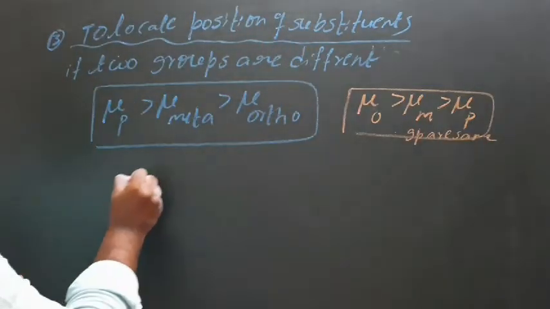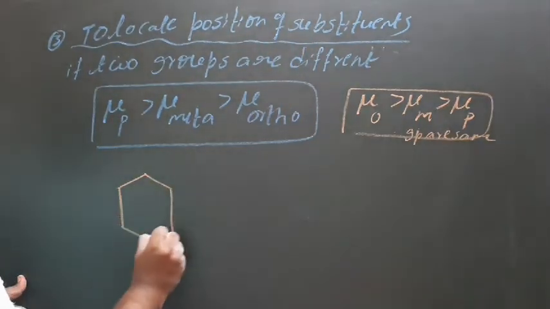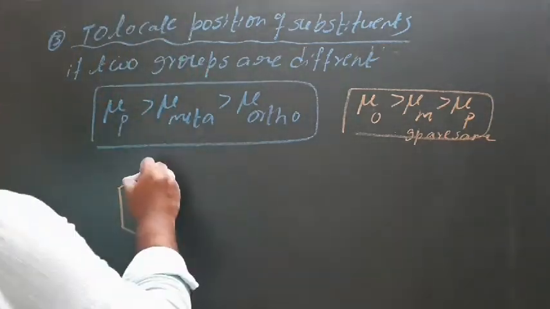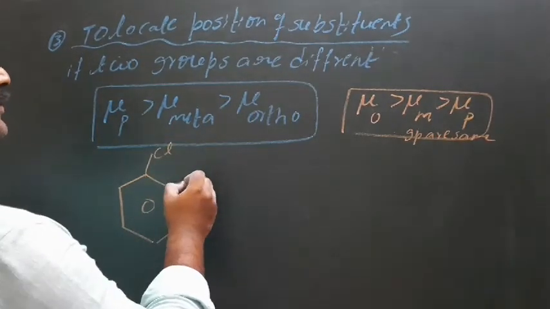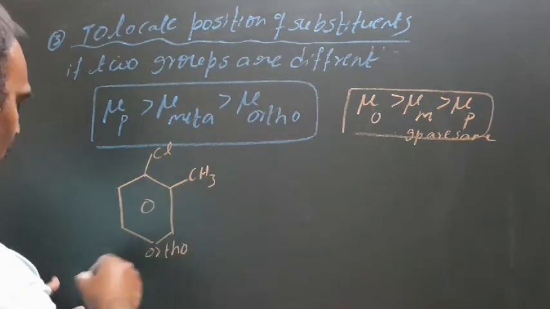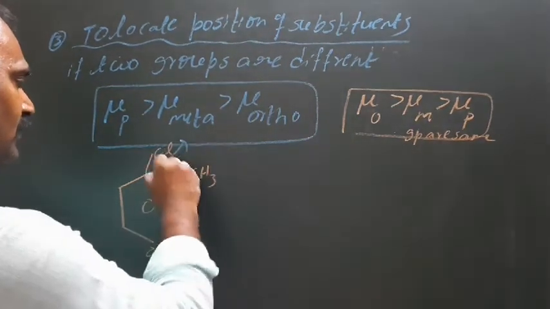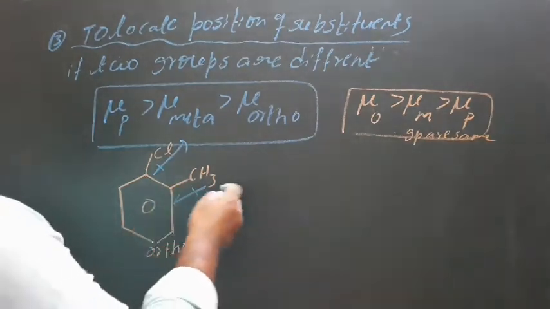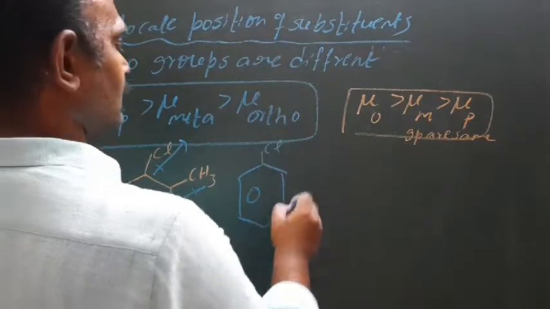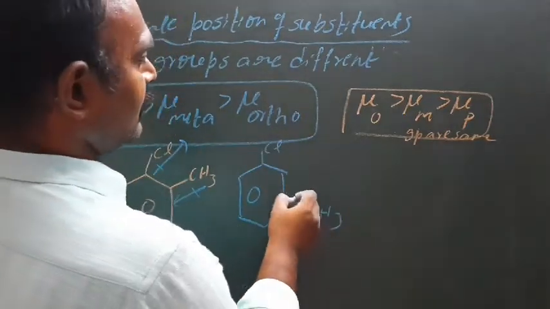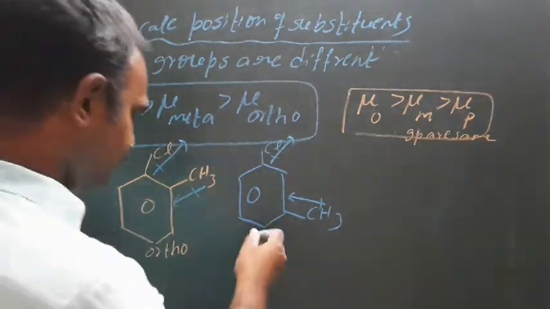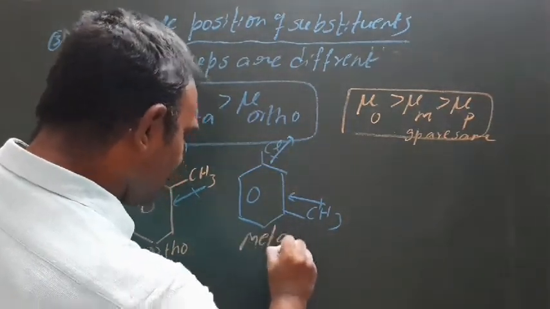Now see here, example. Ortho compound I am taking here. Here ortho compound is ortho dichlorobenzene. It is ortho. Here the bond moment is towards the chlorine, towards the benzene. Next one I am taking the meta position. Here bond moment towards the benzene, towards the chlorine. Here this position we can say meta.